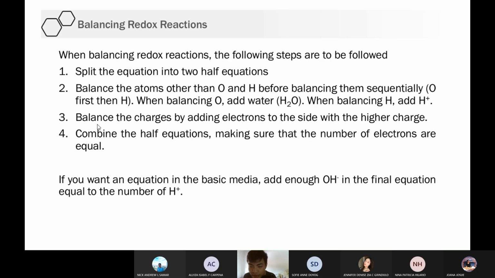And then, lastly, you combine the half equations. Once balanced na yung tig-isang equation, pagsamahin mo uli sila. Make sure that the number of electrons are equal. No? Kunwari, sa isang equation, 5 electrons. Sa kabilang equation, 2 electrons. Okay, so kailangan mag-equal yung electrons. Paano yun? You get the least common factor. Okay, so which is 10. No? So 5 times 2 is 10. So you will multiply one equation by 5, you will multiply one equation by 10.